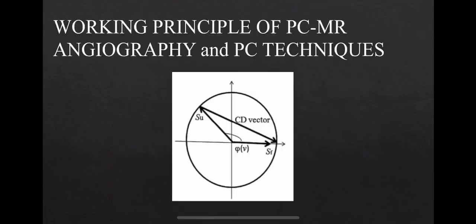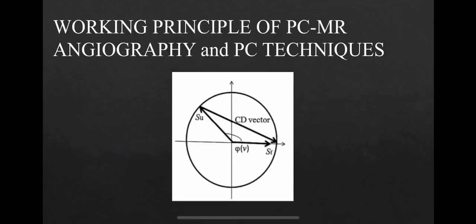For the working principle, there are two methods for PC-MRA acquisition: the incoherent technique and the coherent technique. In the incoherent technique, two images are acquired, one with flow compensation and the other without flow compensation. The subtraction of the two images results in an angiogram. Two methods used for subtraction include the phase difference, PD, and the complex difference, CD.